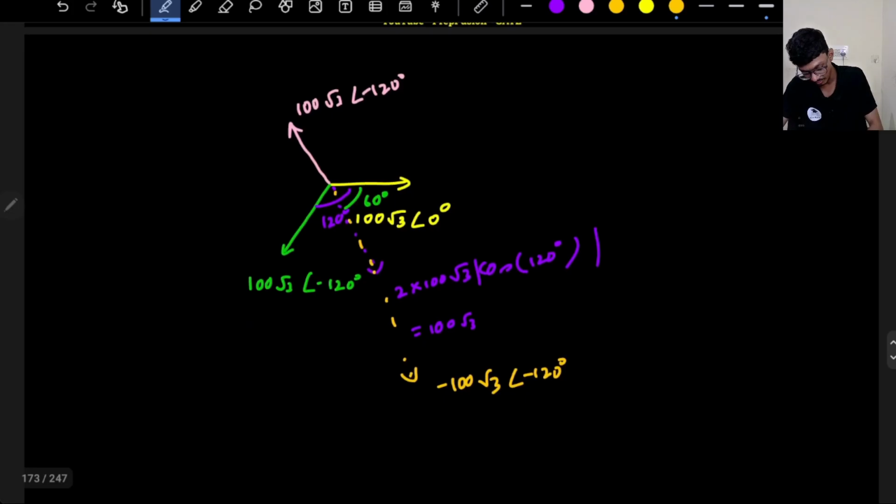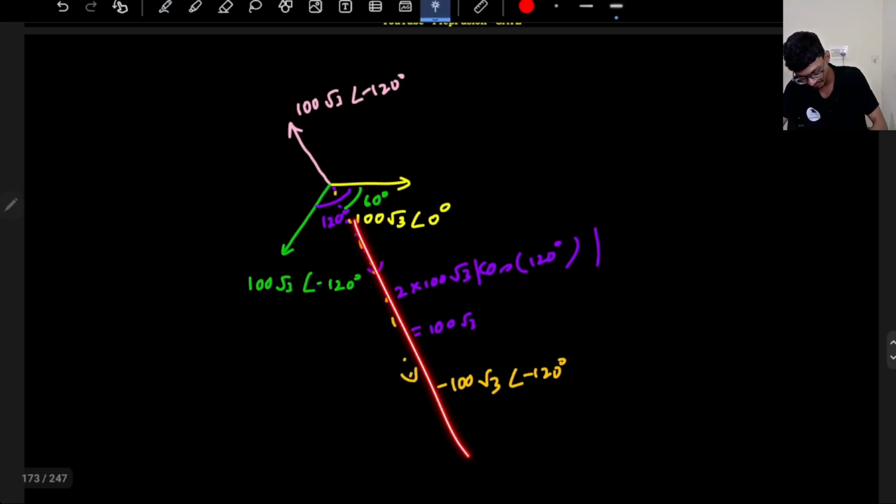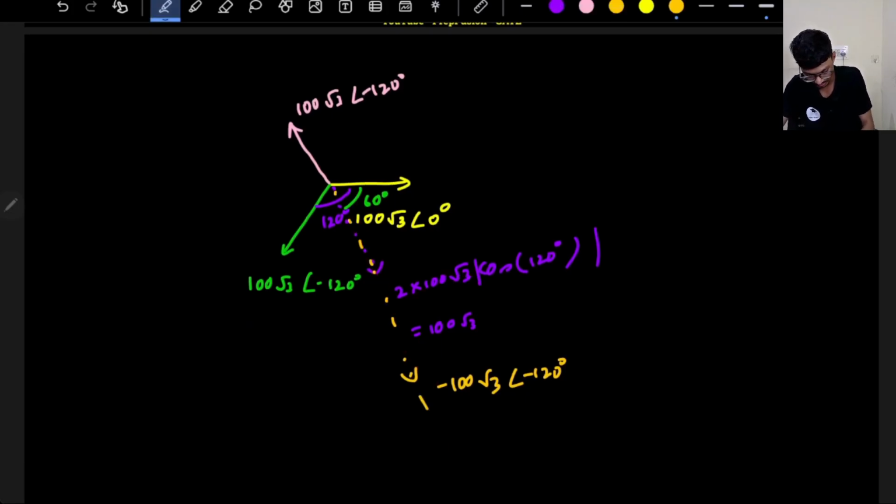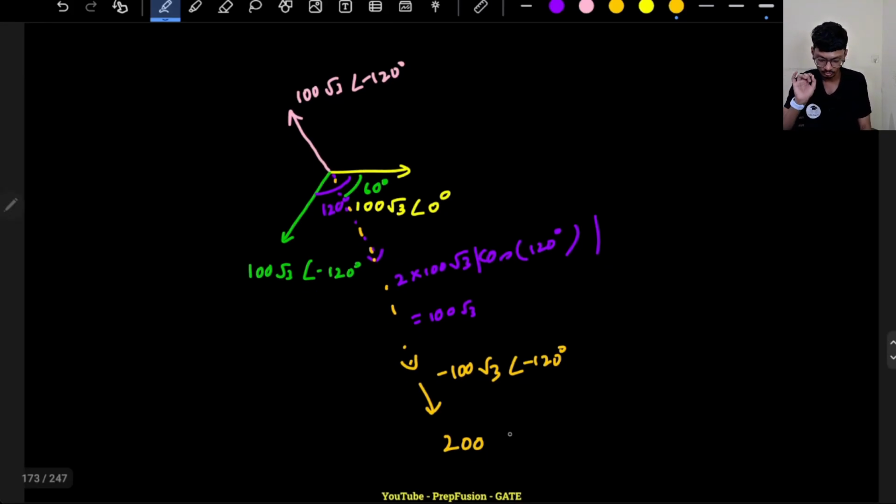I will add these two values, so they are in the same phase, so ultimately my resultant will come out to be 200 root 3. I am doing simple vector addition. If you don't know vector addition, please go and search how to do vector addition in class 11 and 12. In my AC analysis I have also described how to do vector addition and the vector formulas. So this will be 200 root 3.